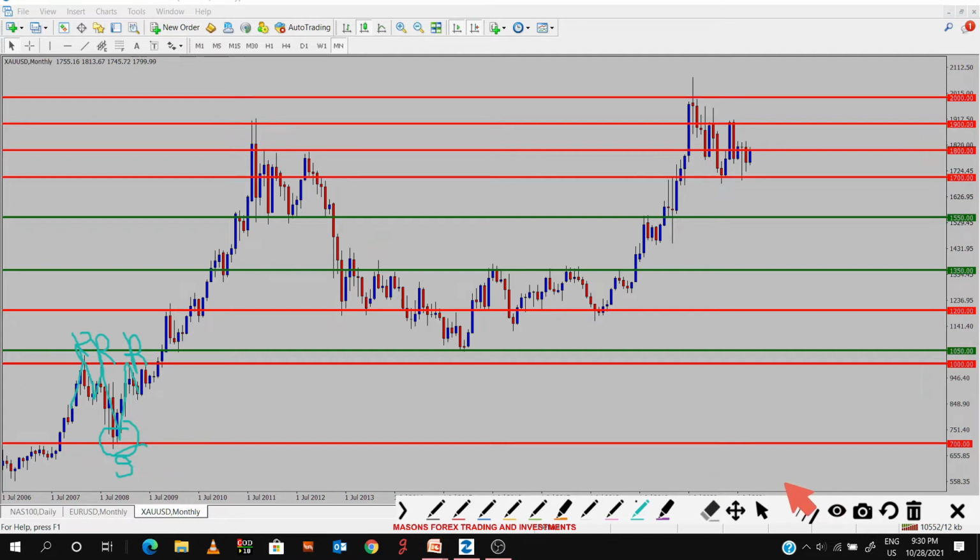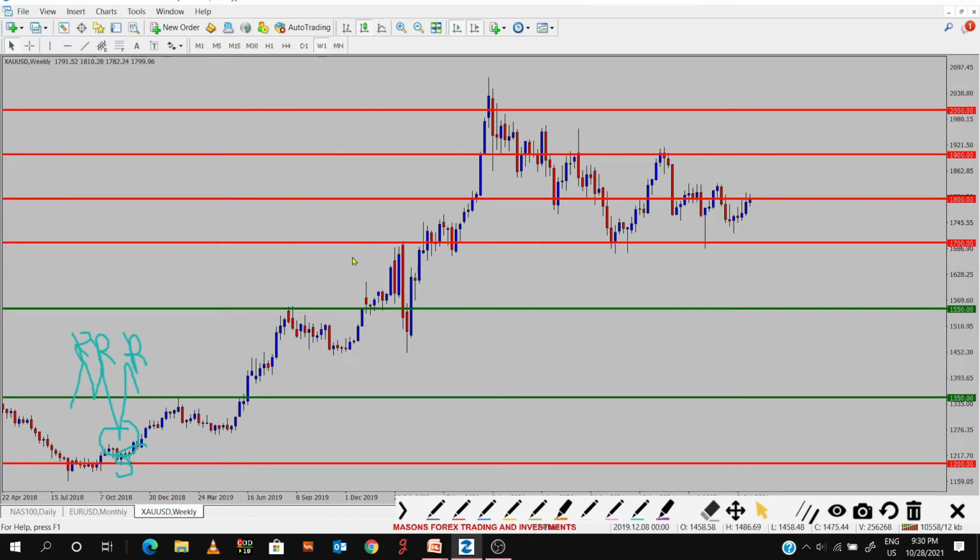Now let's look at how we can use this to predict price. Moving on to the weekly chart.